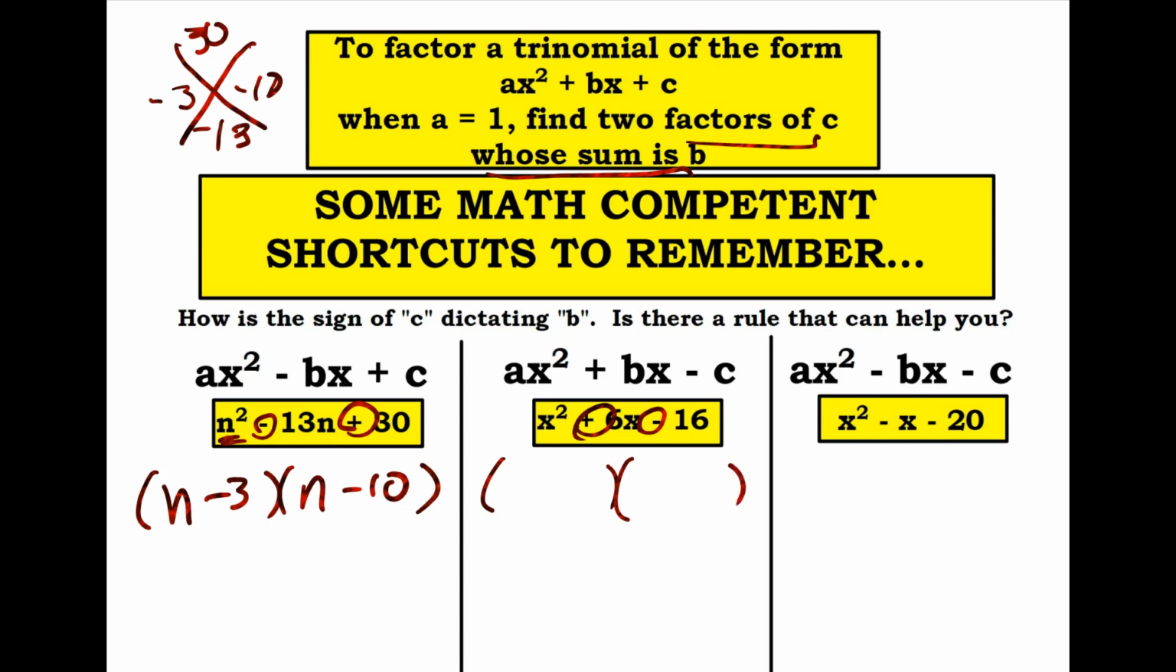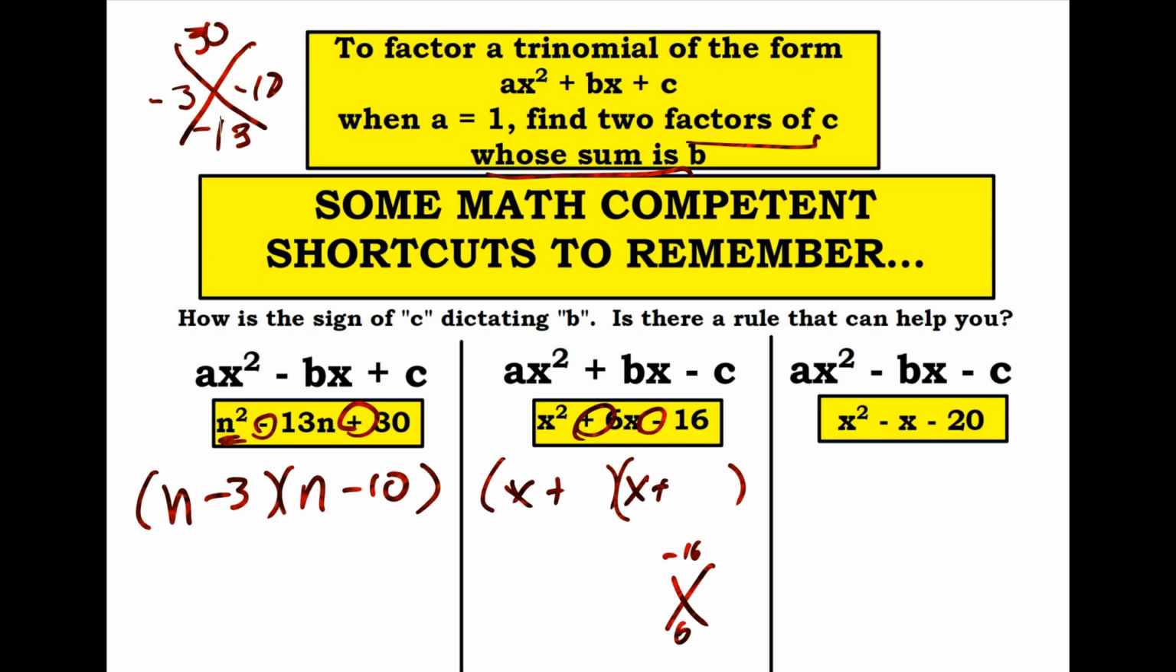But that's dictating to B. Actually, B is kind of dictating, they're dictating to each other, because in order for it to be positive, the larger number has to be positive. So what 2 numbers are going to multiply to give you negative 16 but add to give you 6? You can make your little X right here, negative 16 and 6.